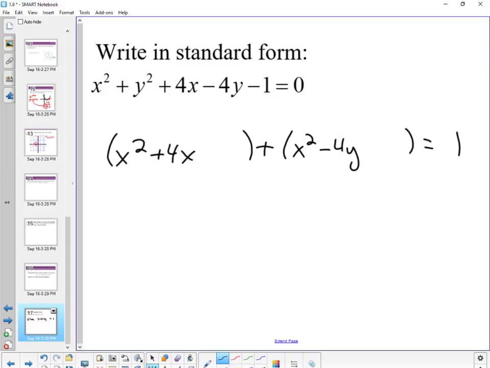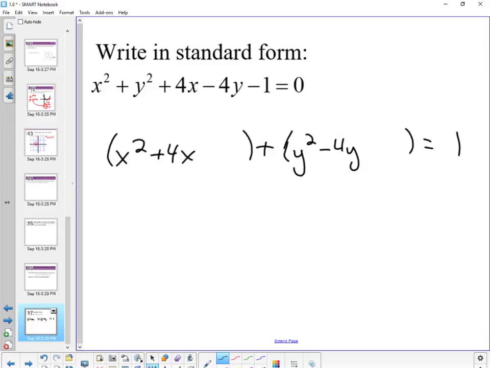Any questions on what I've done so far? Yes, why is there a space? Oh, wait, that's supposed to be a Y. Thanks. Okay, because I want to go to standard form, here's what I'm going to have to do.